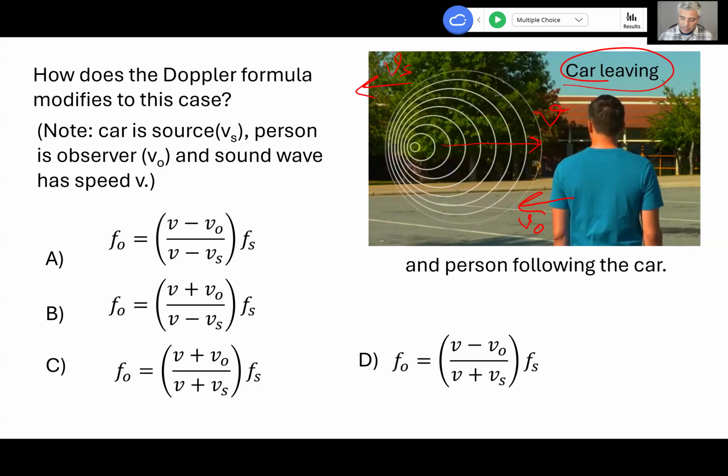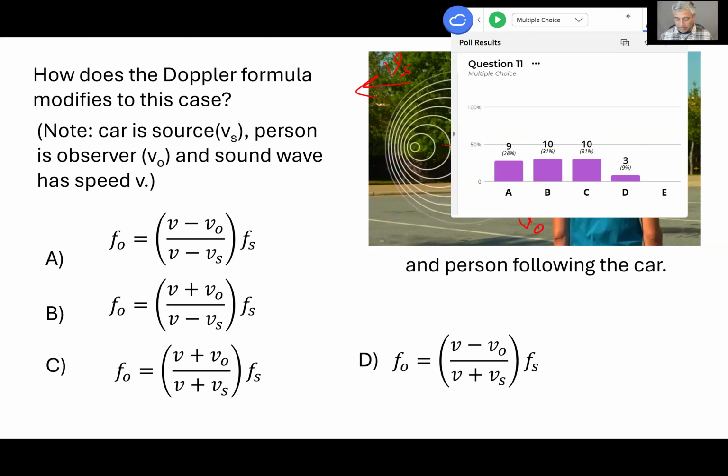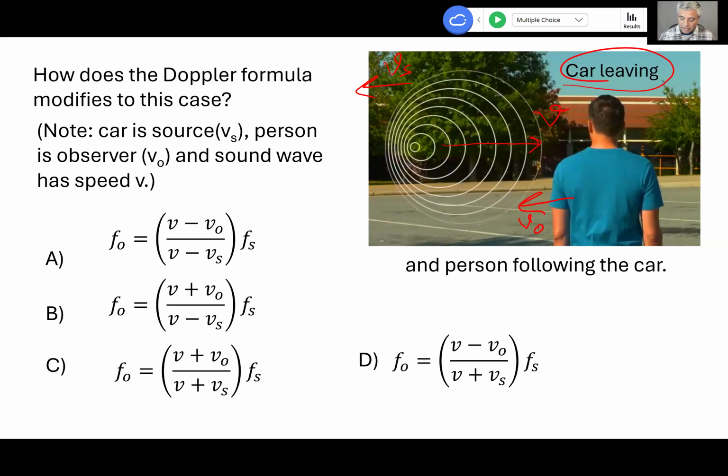Okay, let's see what we got here. Oh, we got all of them. So, see the Vo opposite to V means it has to be negative.